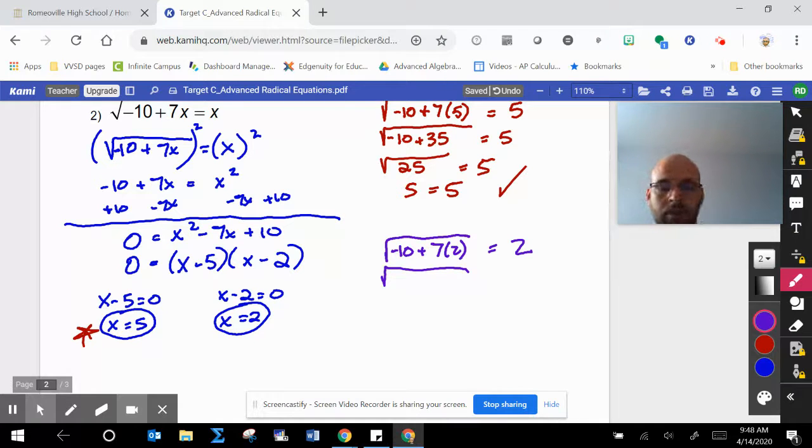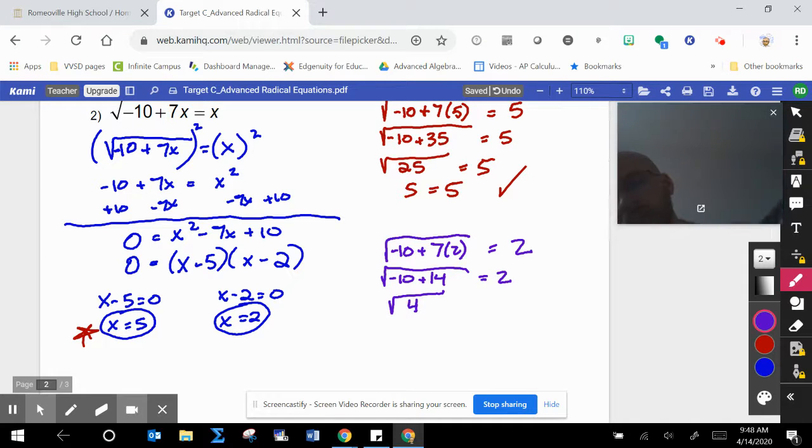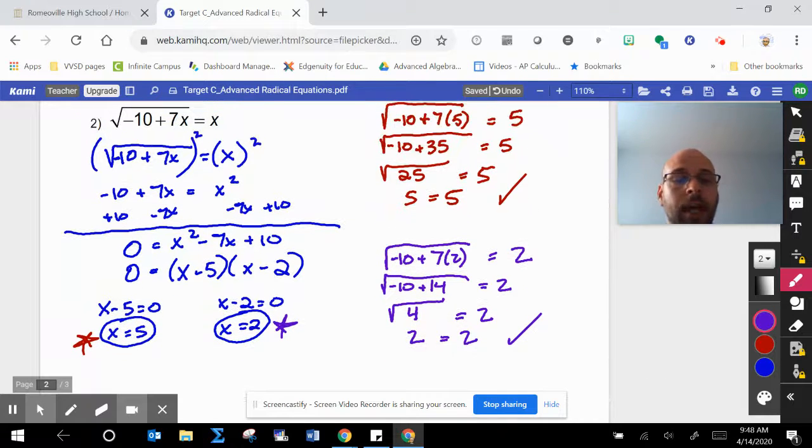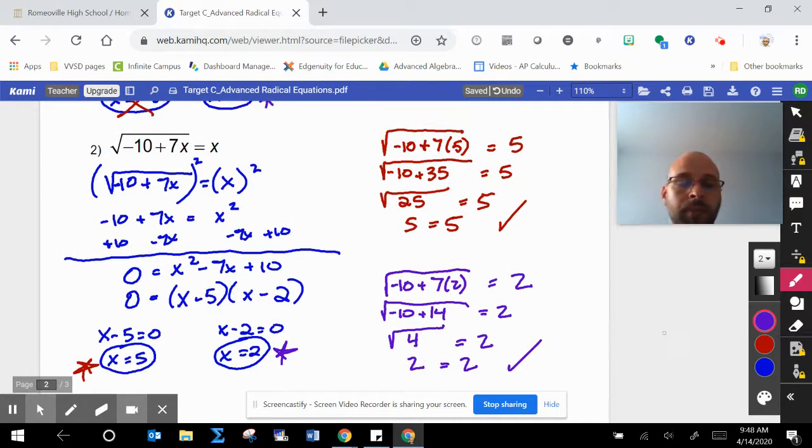Let's get this going. Let's figure out what the problem is. Okay. Negative 10 plus 14 equals 2. The square root of negative 10 plus 14 is just 4, and the square root of 4 is 2. So that checks off as well. So both of these are, in fact, solutions. So in this case, I have 2 solutions to my problem.